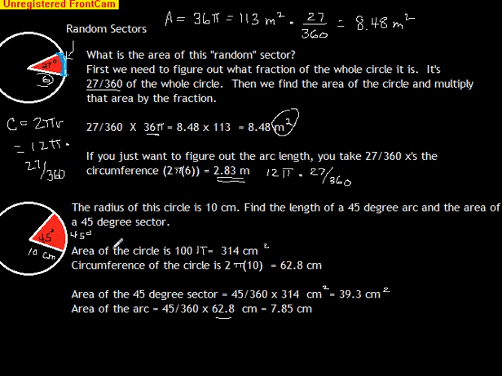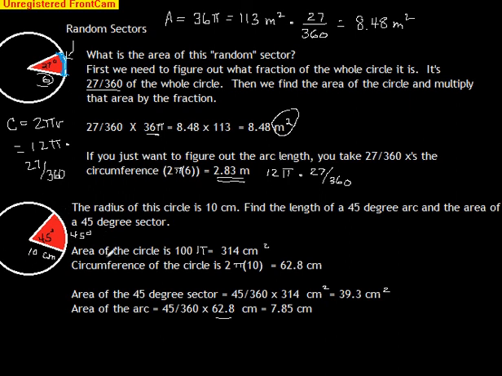Alright, let's do one more real quick. This one says the radius of a circle is 10 centimeters, right here. Find the length of the 45-degree arc and the area of a 45-degree sector. So first thing they want us to do is to find the length of this arc. This arc is not in the inside, so we're going to deal with the circumference.